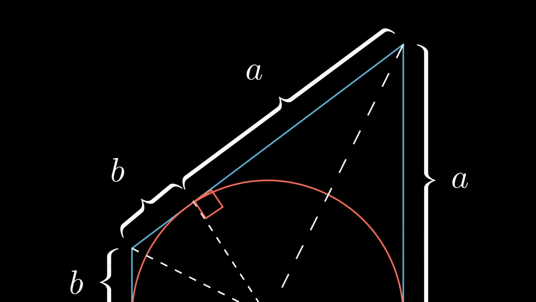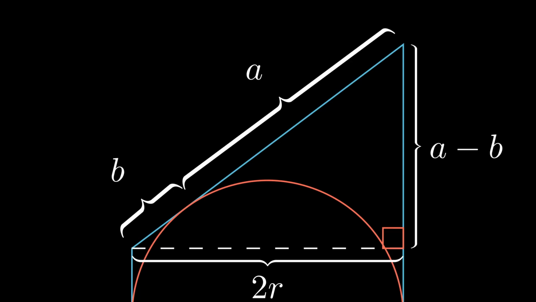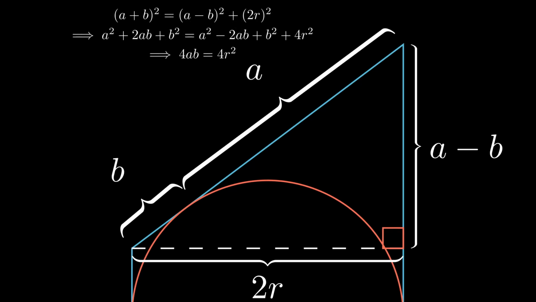Let's draw a line perpendicular to the larger parallel side, separating the quadrilateral into a right angle triangle and a rectangle. The hypotenuse of the triangle is A plus B. The base of the triangle will be equal to the base of the quadrilateral, 2R, and the height of the triangle will be equal to the length A plus R minus the length B plus R, which is equal to A minus B. Now, using the Pythagoras theorem, we get that A plus B whole square is equal to A minus B whole square plus 2R whole square. We simplify to get that AB is equal to R square.